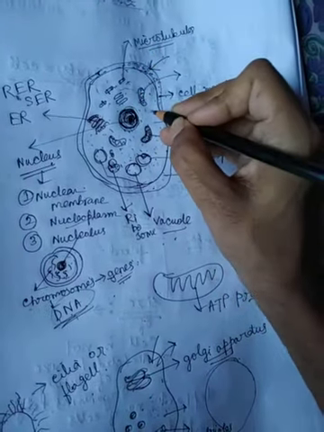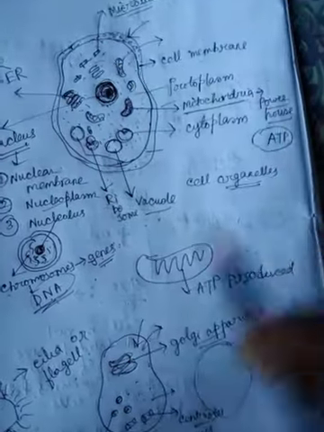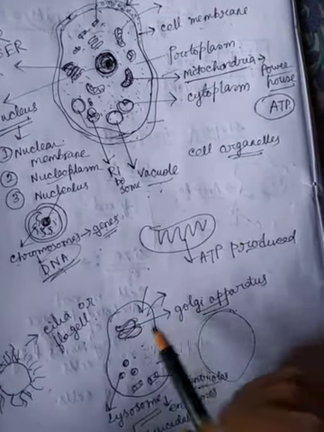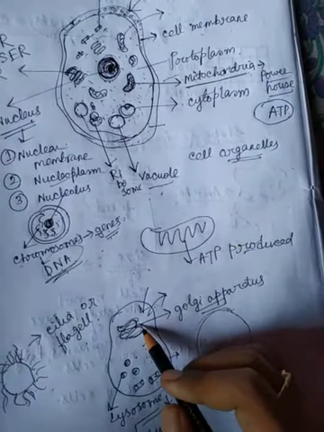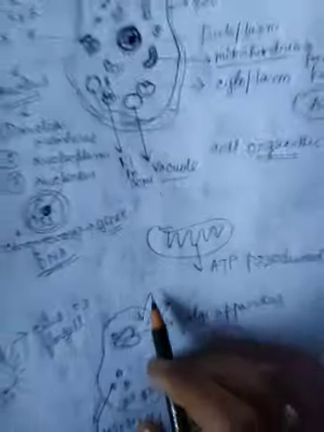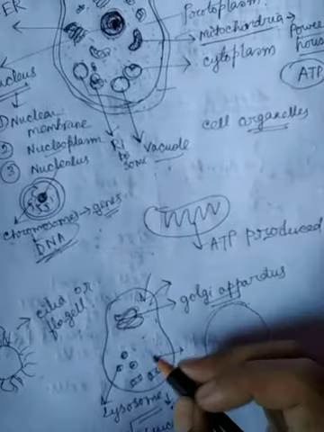Also present is the Golgi apparatus or the Golgi body. They help in the exit or entry of different molecules within the cell or outside the cell. This is the Golgi apparatus, which transports the molecules. Another one is the lysosome. Lysosome is also called suicidal bag.